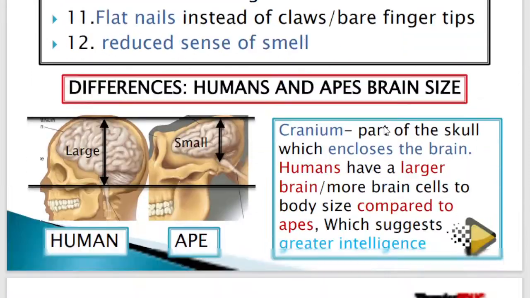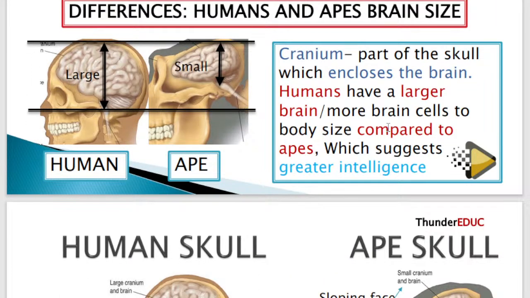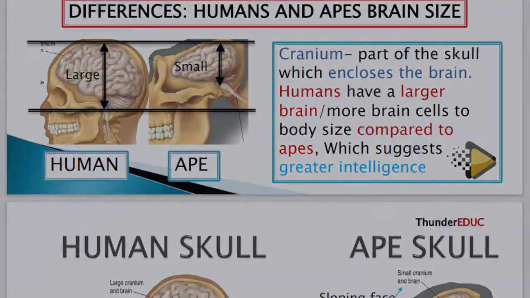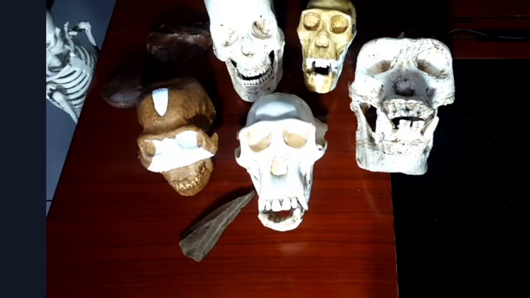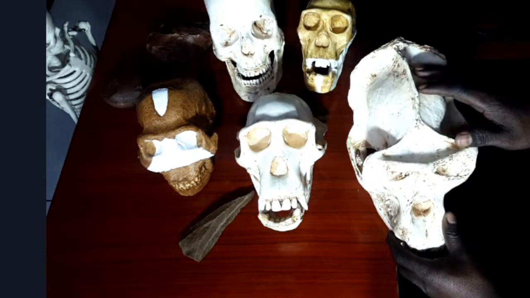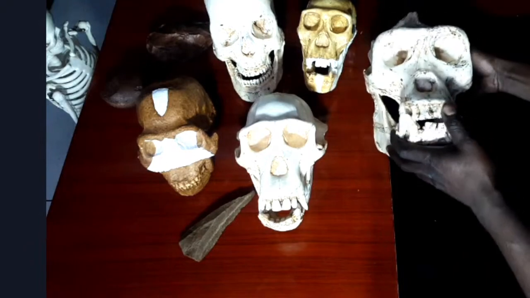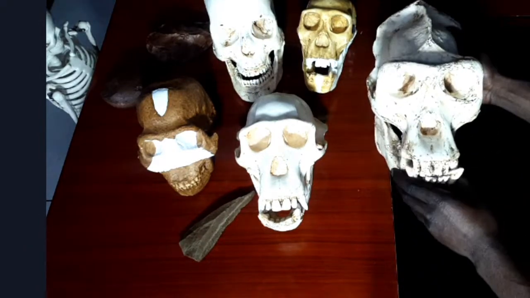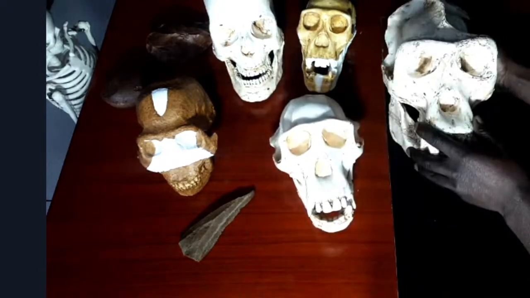Let's go to the major part we wanted to discuss. Those are the skulls, the differences between humans and the other primates. Now we are going to look at the size. If you look at this skull, this skull is a skull for what? Is it a skull for a monkey? Am I right? Tell me, is it a monkey? No, it is a chimpanzee. Is it a chimpanzee? No. What is it? Compare this and this. What do you think this is?